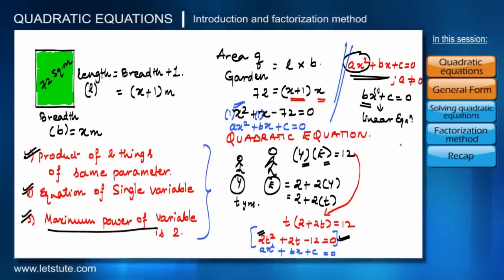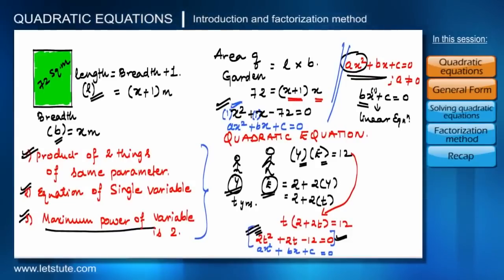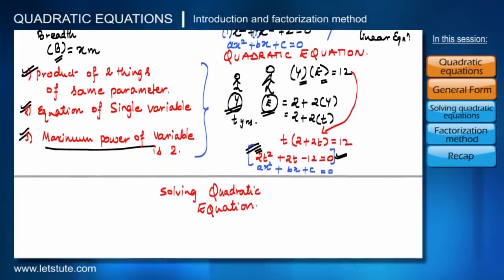Because when we solve a quadratic equation, we get the value of the variable. Like if we solve this quadratic equation, we get the value of x, which helps us in finding the length and breadth of the garden. And if we solve this quadratic equation, we get the value of variable t, which helps us in finding the age of the brothers. But the question is how to solve this quadratic equation.